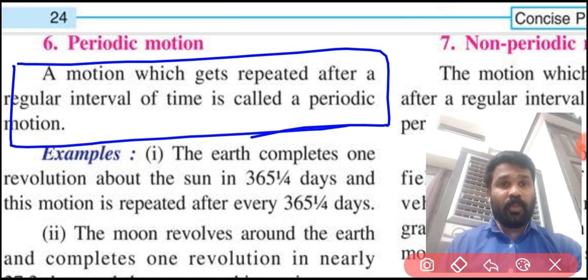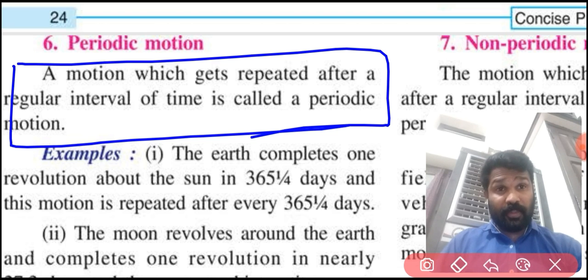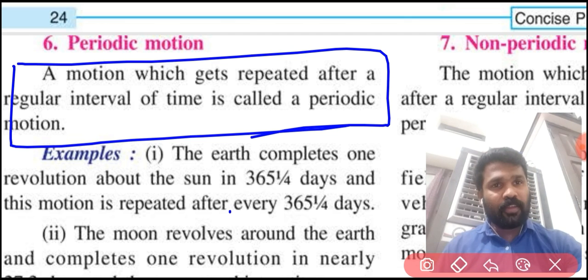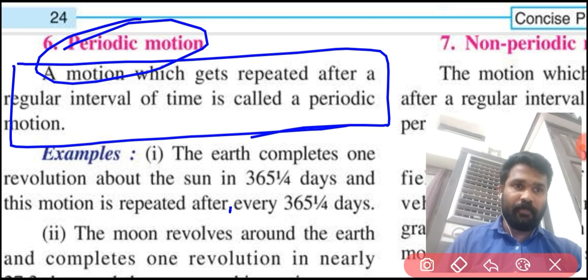Examples. We know that Earth completes one revolution about the Sun in 365 and 1/4 days. To complete one revolution around the Sun, Earth takes this many days, and this motion is repeated after every 365 and 1/4 days. So this is a good example of periodic motion, because the revolution gets repeated at a fixed interval of time.